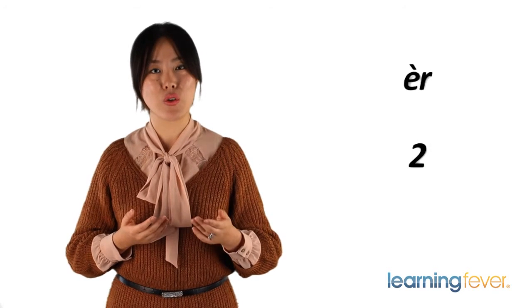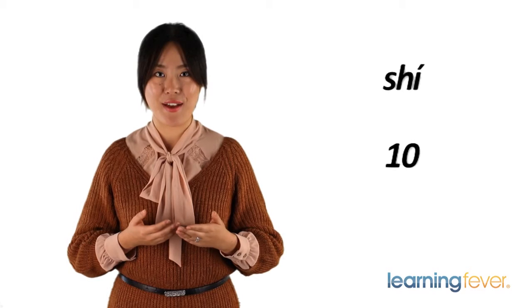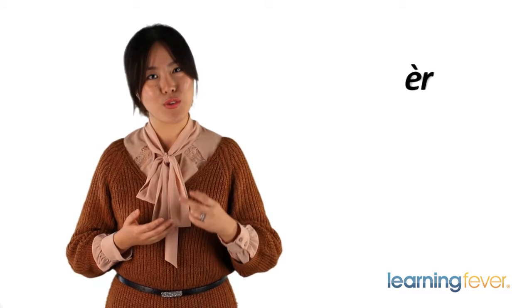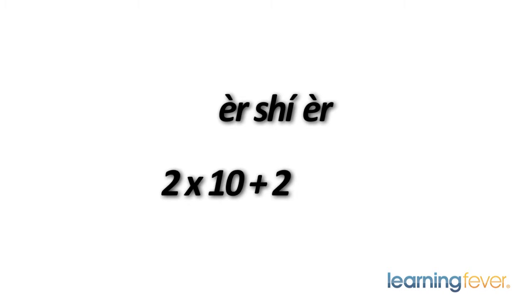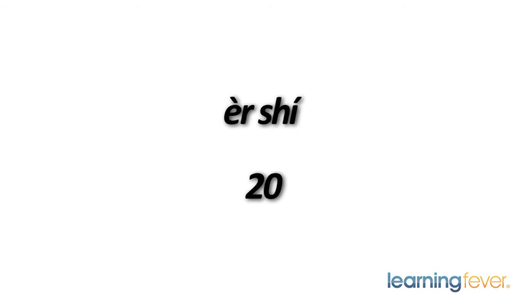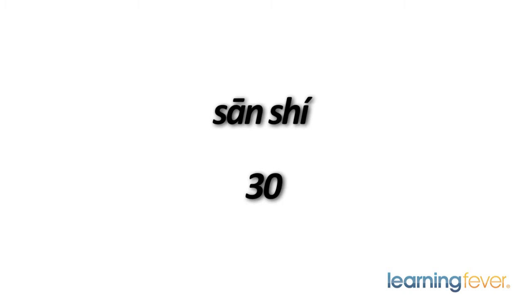2 is 2, 10 is 10, and 2 is 2. So when it is put together as 22, it is 2 multiplied by 10 plus 2, which is 22. But to say 20, you can say 20. To say 30 will be 30.